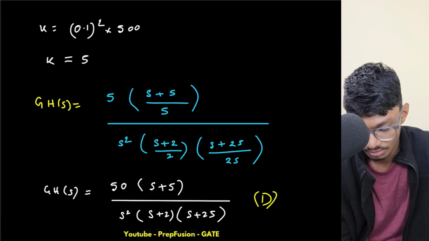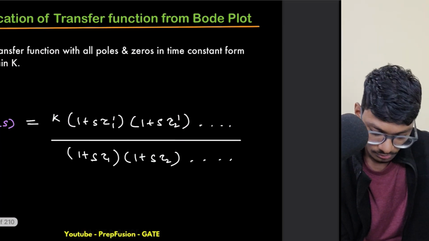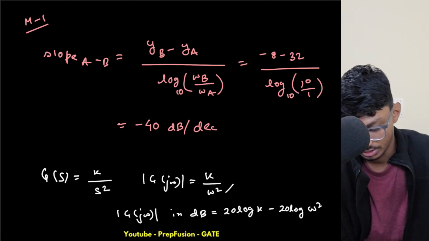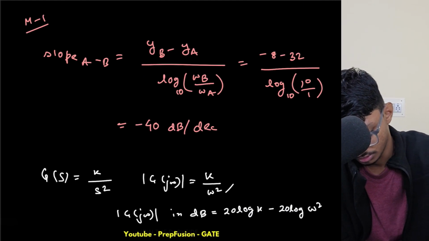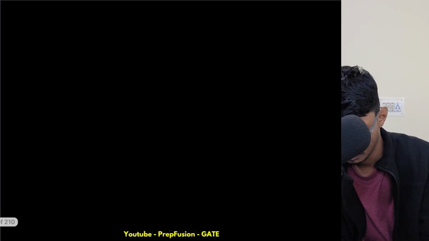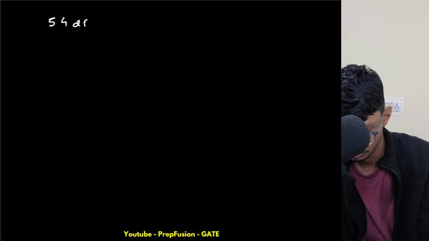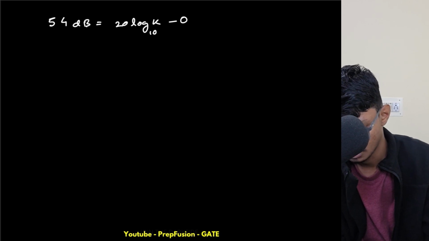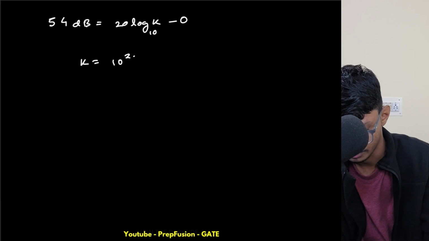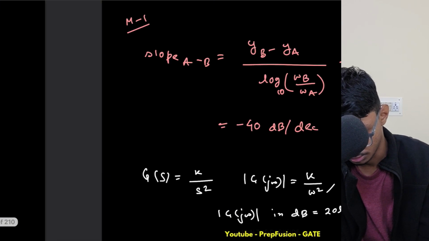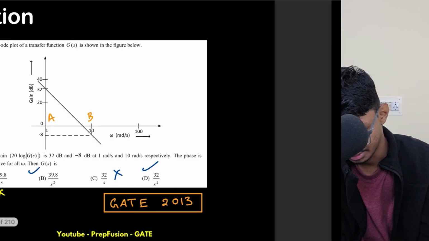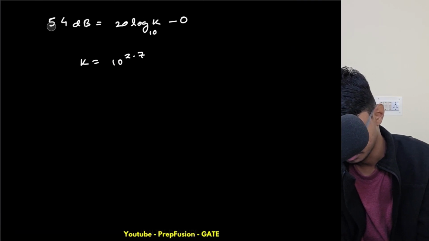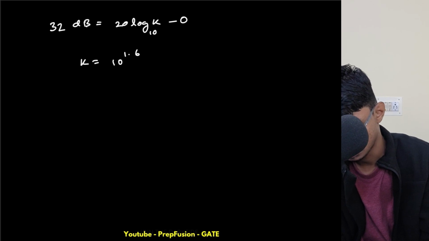So this is 20 log omega square. At omega equals 1, I am getting 54 dB, and this is 20 log base 10, and this is minus 0. So K is simply equal to 10 raised to power 2.7. Sorry, this is 32. 54 was the previous question. It is 1.6.